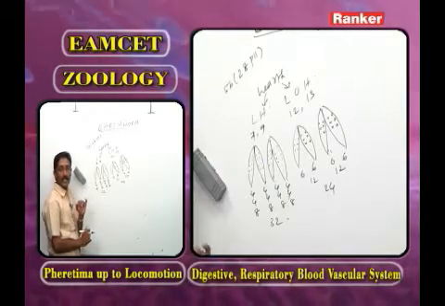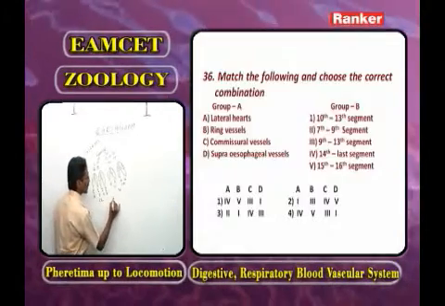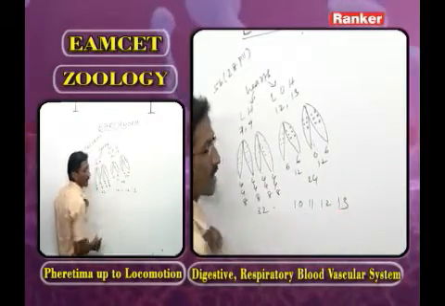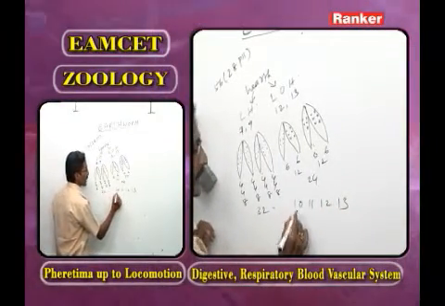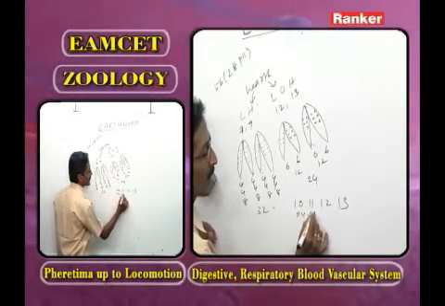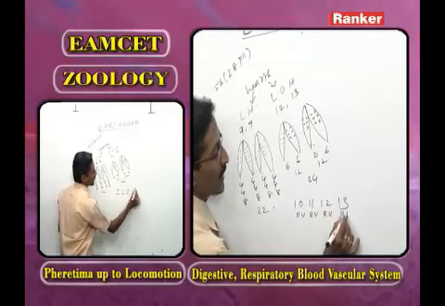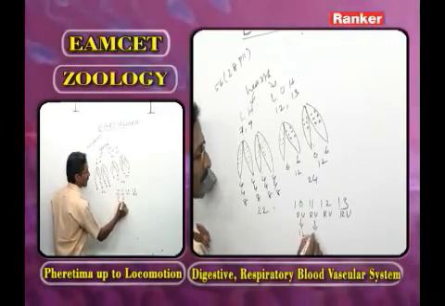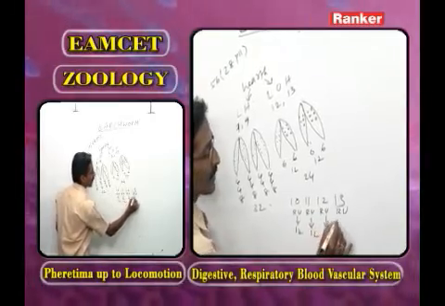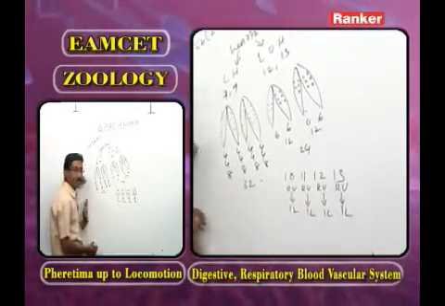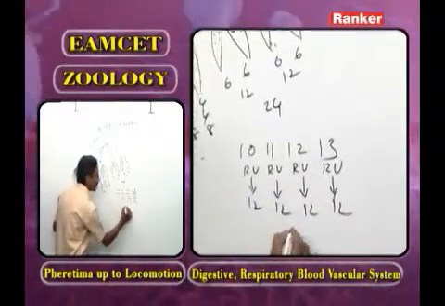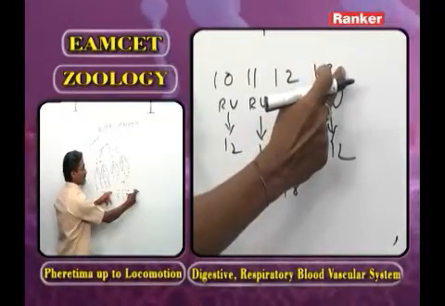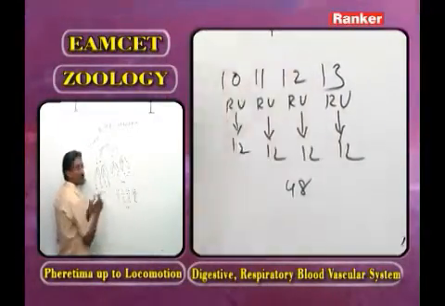Now, what is the second one? Ring vessels. They are also called circular vessels. In the 10th, 11th, 12th, 13th segments, ring vessels are present in each segment. Now, in the 10th segment, 12. In the 11th, 12. In the 12th, 12. In the 13th, 12. Total number of ring vessels, 4 into 12, 48 ring vessels. The ring vessels are circular vessels present from the 10th to 13th.